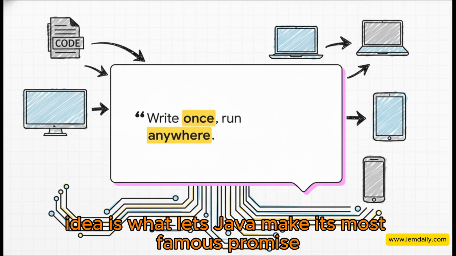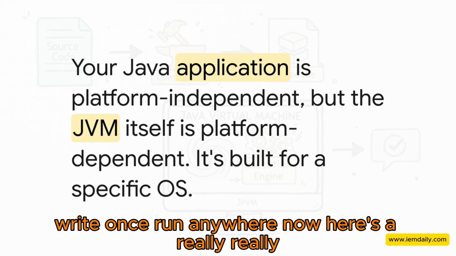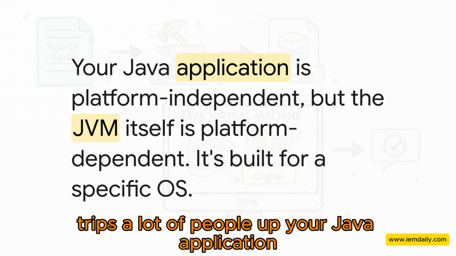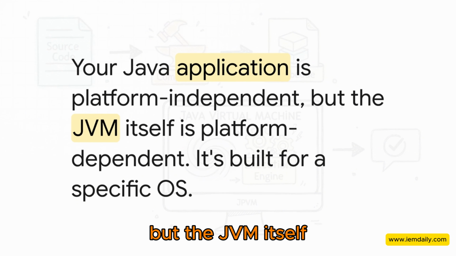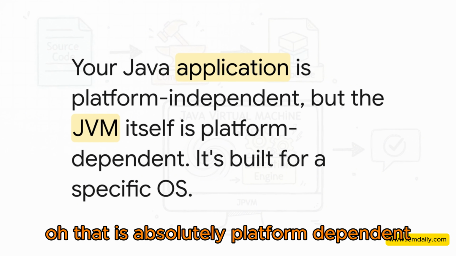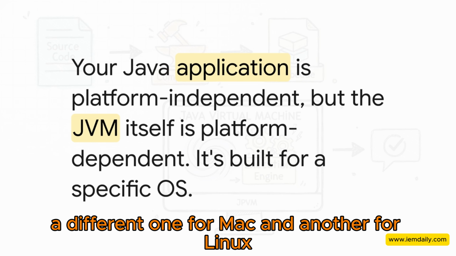And this powerful idea is what lets Java make its most famous promise: write once, run anywhere. Now here's a really important distinction that honestly trips a lot of people up. Your Java application, the bytecode, is totally platform independent. But the JVM itself, oh, that is absolutely platform dependent. You have to download a specific JVM built for Windows, a different one for Mac, and another for Linux.